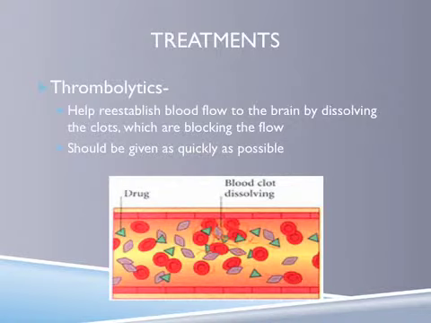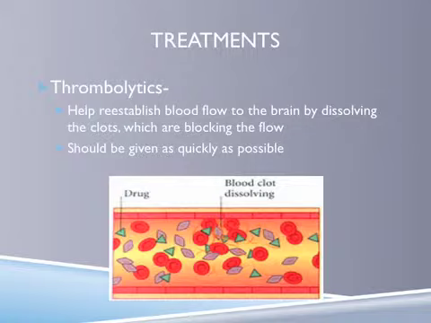Treatments include the thrombolytic drug. Thrombolytics help reestablish blood flow to the brain by dissolving the clots, which are blocking the flow of blood. In June 1996, the clot buster Activase, the actual thing is called Activase, became the first acute ischemic stroke treatment to be approved by the FDA. This was a huge step towards treatment for strokes. Activase is also known as a tissue plasminogen activator.